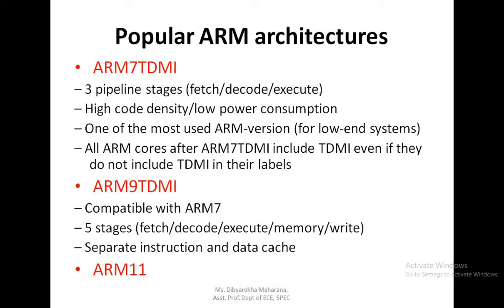The popular ARM architectures are ARM7 TDMI, ARM9 TDMI and ARM11. ARM7 TDMI uses 3 pipeline stages including fetch, decode and execute. It has high code density and low power consumption. It is one of the most used ARM versions for low-end systems. All ARM ports after ARM7 TDMI include TDMI even if they do not include TDMI in their names. In the upcoming slides, I will show you what TDMI stands for.